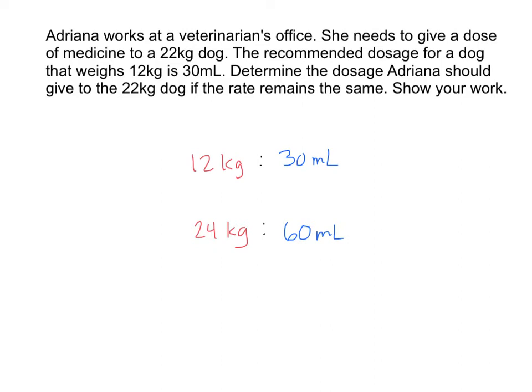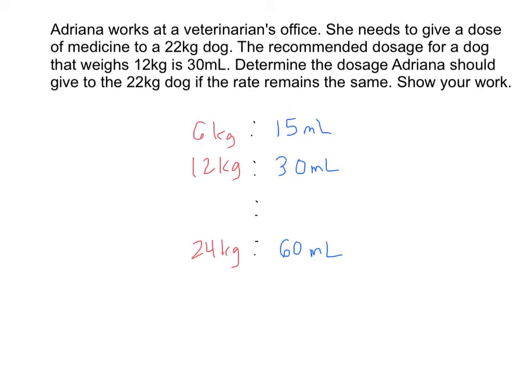What if I asked you to find out how much medicine a 6-kilogram dog needed? Well, what did I do to 12 to get to 6? Can you see any relationship between these two numbers? That's right, 6 is half of 12. So I would take 12 and divide by 2. What do you think I need to do to the other term? That's right, I would take 30 and divide that by 2 as well. Think about it. If the dog was half the size, it would need half the amount of medicine. So what's 30 divided by 2, or half of 30? That's right, 15 milliliters.